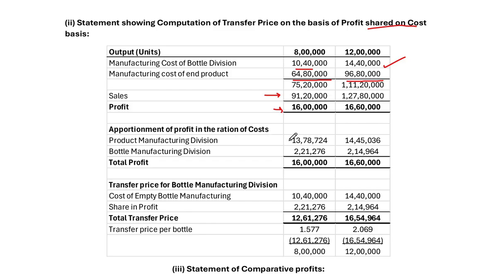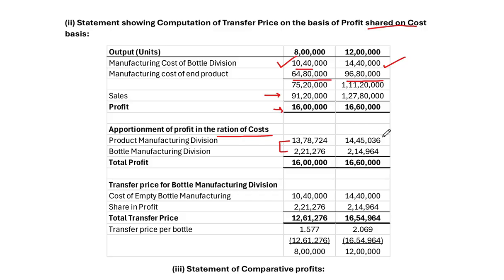Now we will distribute the profit based on the ratio of cost. Now the production cost. So the product manufacturing division's share will be 13 lakh 78,724. How is it arrived at? Our total profit is 16 lakhs. 16 lakhs divided by 75 lakh 20,000 into 10 lakh 40,000.